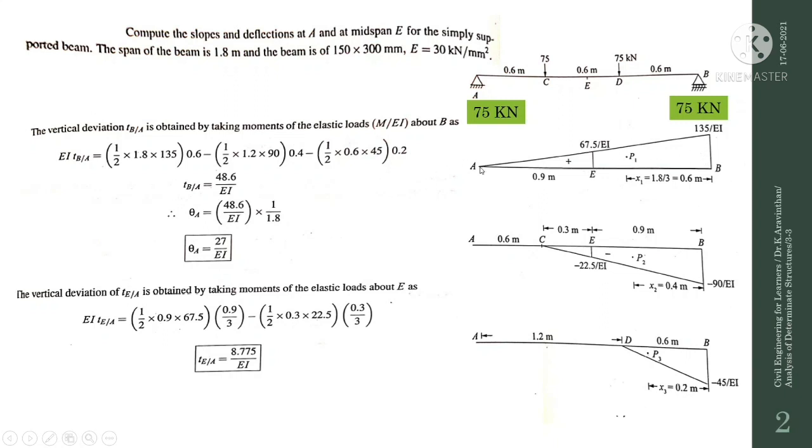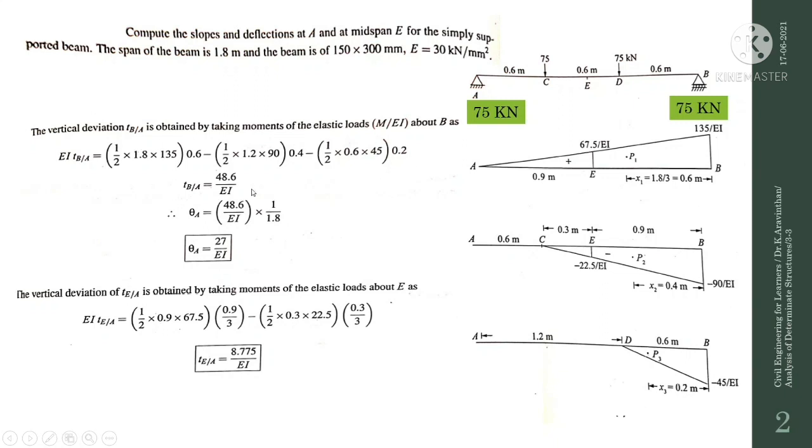So how to calculate the area? Half BH. So 0.5 into the width is 1.8 and the height is 135. So half BH into the centroid 0.6 for the RA. It is written here, and the second triangle area will be 0.5 into 1.2, the distance, into the height 90, into the centroid with respect to point B, 0.4. And likewise for the third bending moment, 0.5 into 0.6 into the height 45. It is written here, and the centroid will be 0.2.